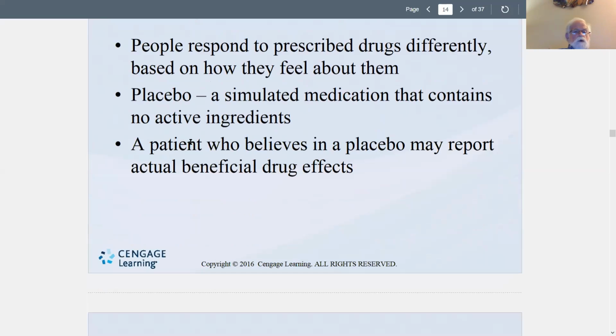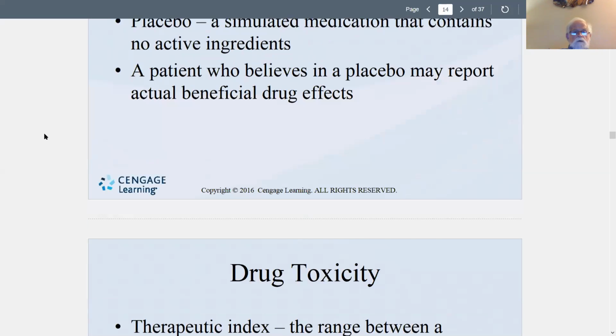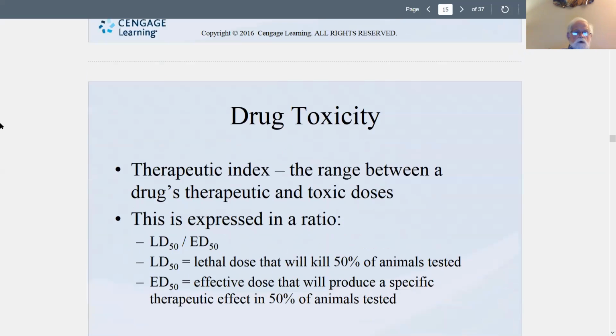So people who actually believe that they're getting the drug often will, in fact, respond to placebo. It's a very well-known issue. This is very common in psychoactive drugs, antidepressants, anxiolytics, and so forth. On the other hand, if the patient thinks they're getting better, what's wrong with that?